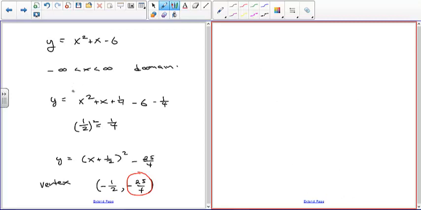So in this case, the domain of this equation is all real numbers, but the range would be y is greater than or equal to -25/4. And I know it's greater than because this coefficient is positive. If the coefficient in front of the x squared were negative, then this would be the maximum value, and everything would go down.